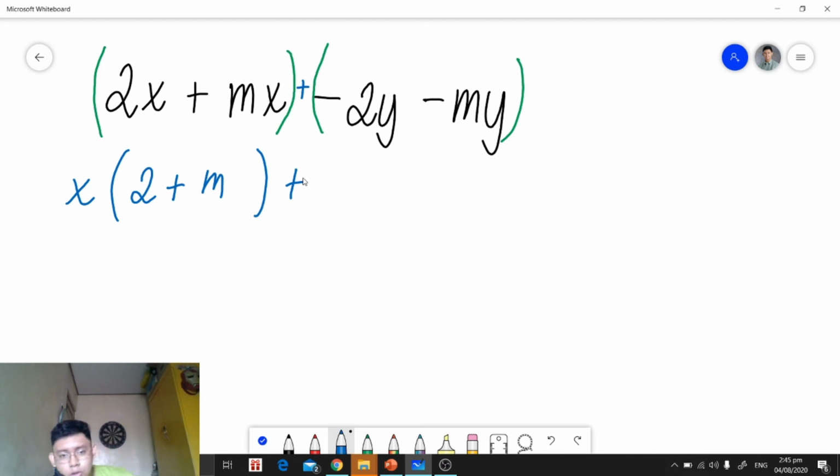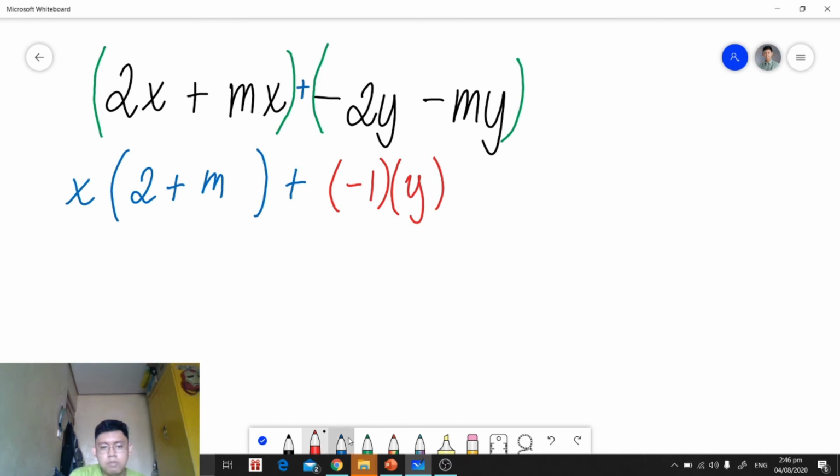Now take note, we have negative 2y and negative my. What's the greatest common factor? Since they are both negative and we need to have a positive first term in this group, we need to factor out the negative sign. And we also need to include the common factor, which is y. So we need to factor out negative 1 and y. We can also multiply them. The remaining factor will be positive 2 plus m.